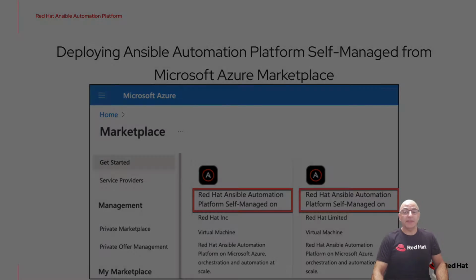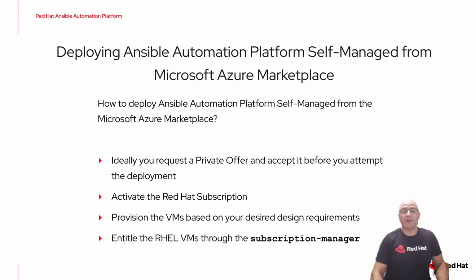Now, there are a number of things that you will need to consider when deploying Ansible Automation Platform from the Azure Marketplace. So what do you need to know about deploying Ansible Automation Platform, the self-managed offering from the Azure Marketplace? Ideally, you request a private offer from your account executive at Red Hat. There's a link on the tile to do so. Before you attempt the install, you will activate the subscription for Ansible Automation Platform. I'll show you that momentarily.